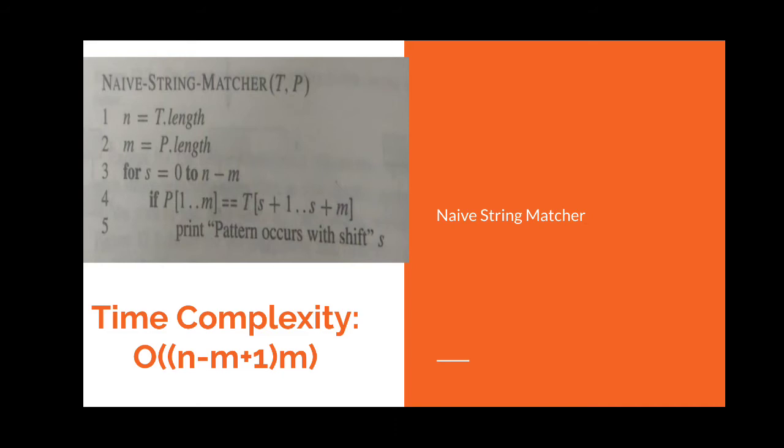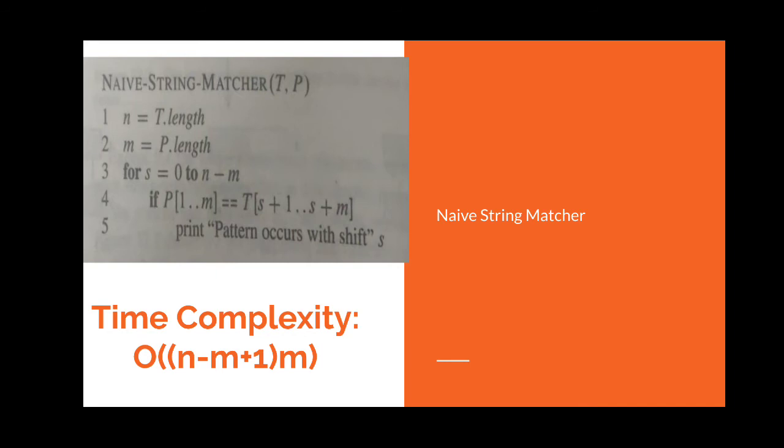Now for s equal to 0 to n minus m. Check why only n minus m: if you go to n minus m plus 1, the last character of the pattern will overshoot the text, hence only up to n minus m. So if p of 1 to m is equal to t of s plus 1 to s plus m, then print "pattern occurs with shift s", otherwise go to the next shift.